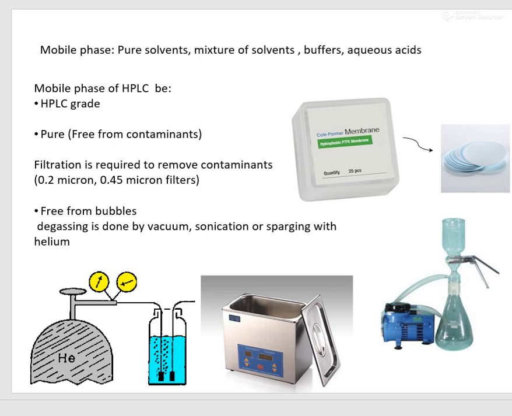So if you are using reverse phase HPLC, you can use acetonitrile as a mobile phase, or you can use methanol. You can use buffers such as acetate buffer, phosphate buffer, some basic buffers, and aqueous acids such as acetic acid, formic acid, trifluoroacetic acid. These acids are used ranging from concentration 0.5% to 1% or 2% depending upon the pH required.